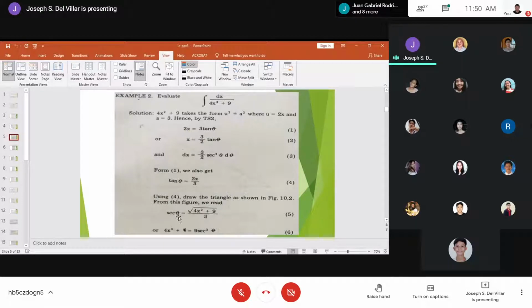Okay? 3 secant theta. But the given has no radical, so we square both sides to remove the radical. This is secant over 3. When you square it, secant squared over 9. Here it is. Okay? 9 secant squared, because it's 3 secant theta.